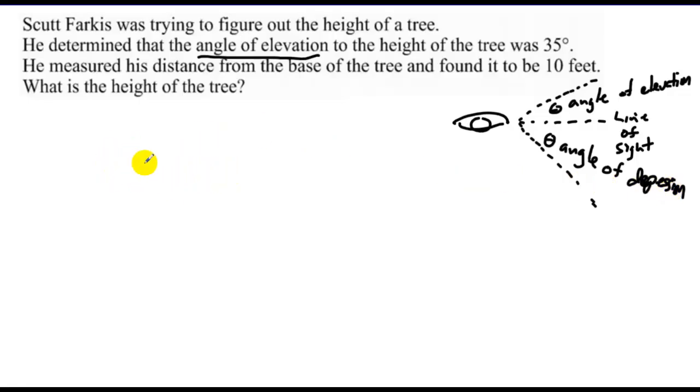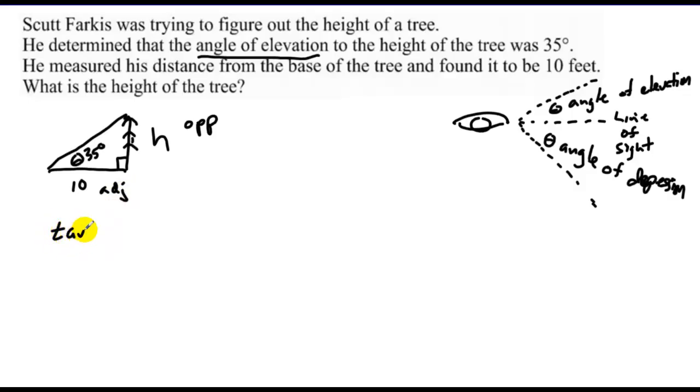So, let's draw this picture. We got a tree, and we've got a guy 10 feet away, and he's making an elevation by looking up of theta, which is 35 degrees, and we're looking for the height of the tree. Well, notice we make a right triangle. We're looking for h. How do these two sides relate to that angle? Well, I have the opposite here, the adjacent here. So that's a tan ratio.